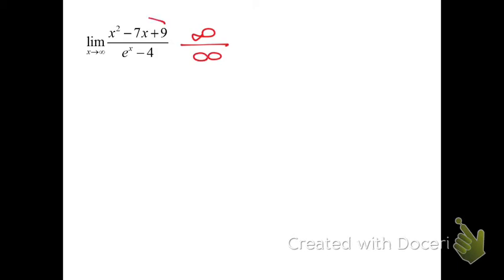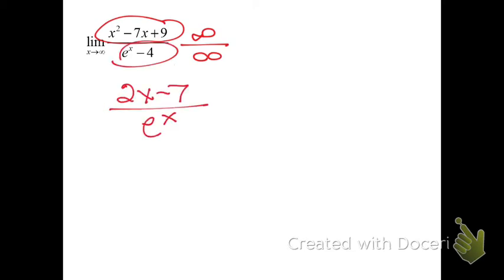So that is a case where we can apply L'Hopital's rule, and it's very easy. Do the derivative of the top, which is 2x minus 7. The derivative of the bottom is e to the x. And now reevaluate the limit. Well, plugging in infinity here, we'd get another infinity over infinity. Bummer. Okay, well, that's okay. We got infinity over infinity. We can do L'Hopital's rule again.